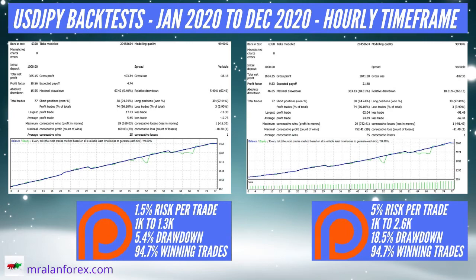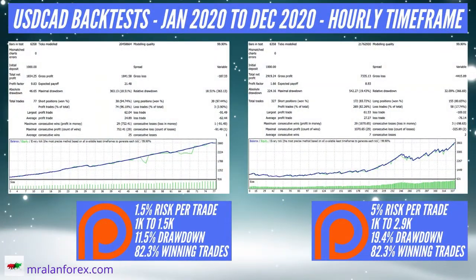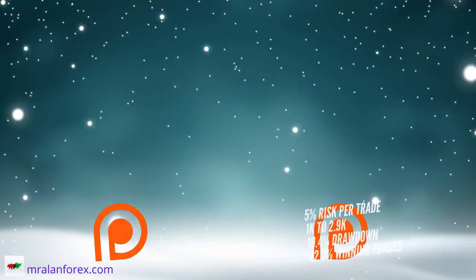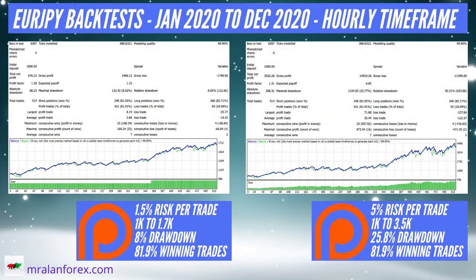the drawdown is 18%. With the Dollar CAD back test, the 1.5 risk goes from 1k to 1.5k, a 50% increase with a 11.5% drawdown. The win rate is 82.3%. Then risking 5% per trade, the count finishes at 2.9k, so almost a threefold increase, but at a higher 19.4% drawdown. Finally, Euro Yen. The 1.5 risk, we go from 1k to 1.8k with an 8% drawdown and 81.9% winning trades. With the 5%, the count swells to 3.5k from 1k, but with a 25.8% drawdown.